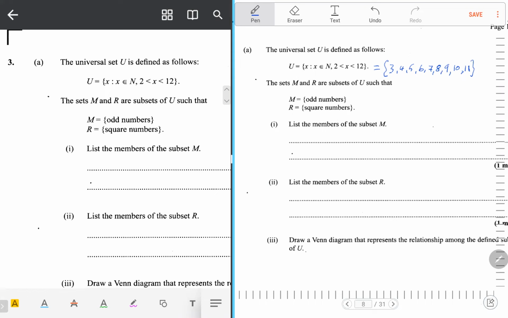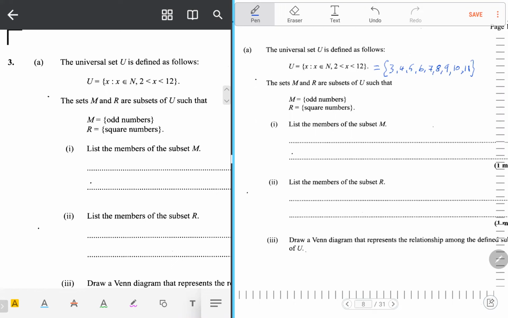The next part now tells us that M and R are subsets of U, where M are the odd numbers. So we know odd numbers are numbers that are not evenly divisible by 2. And then R are the squared numbers. So squared numbers are basically your perfect square numbers. Squared numbers you can square root and get a whole number, right? Perfect squared numbers like 4, 9, 16, 25. Those are your squared numbers.